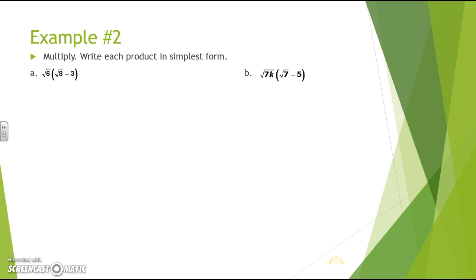So now we're going to multiply, and they want us to write each product in simplest form. Here we're going to be working with the distributive property a little bit. So we're first going to, for A, we have the square root of 6 times the square root of 8 minus 3. So we're going to distribute the square root of 6 to each term inside the parentheses right here.